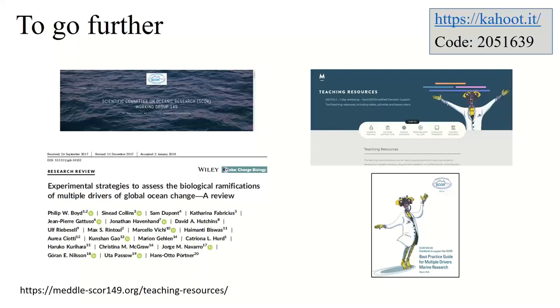It's really nice. If you want to design such multi-stressor experiments, there are a lot of really nice resources that have been developed by the SCORE working group. There is a website, there are some scientific publications. This is a really good reference paper if you're interested in these aspects, with good definitions and so on.